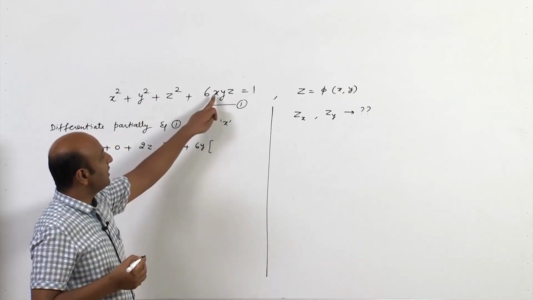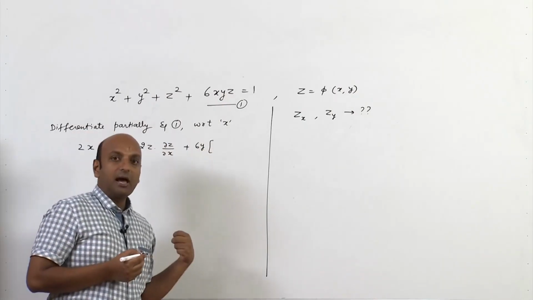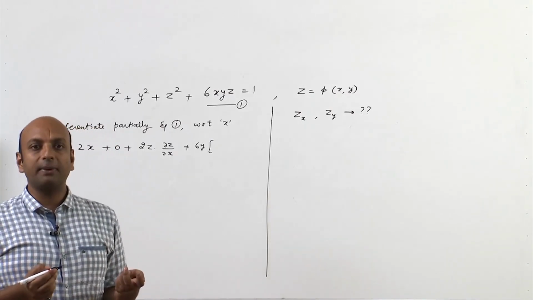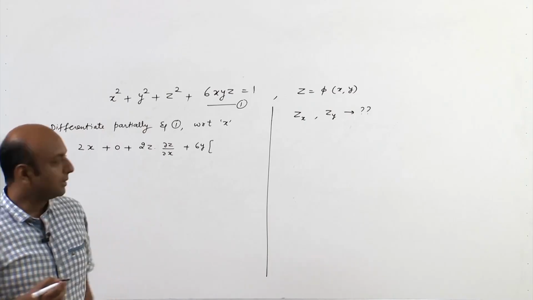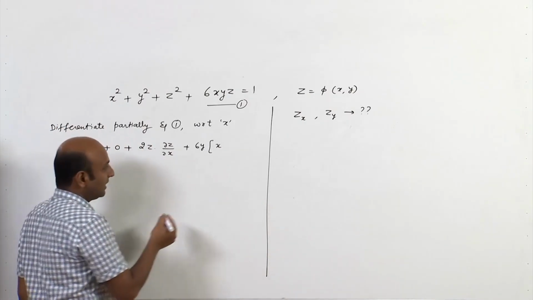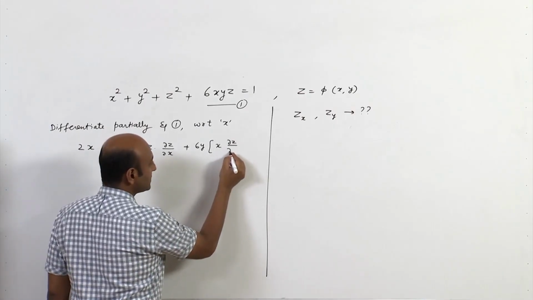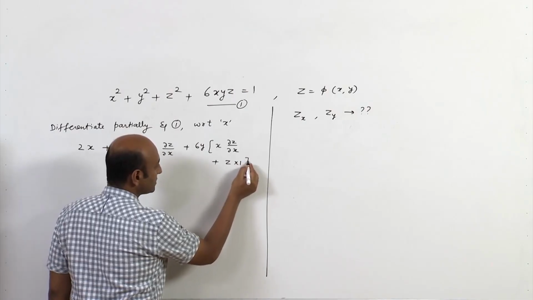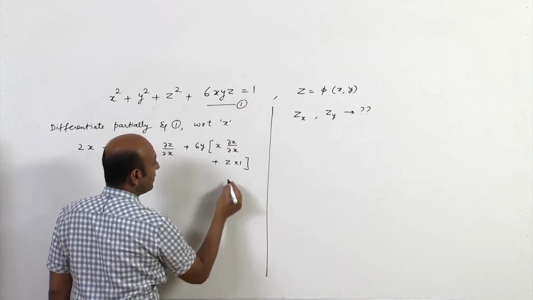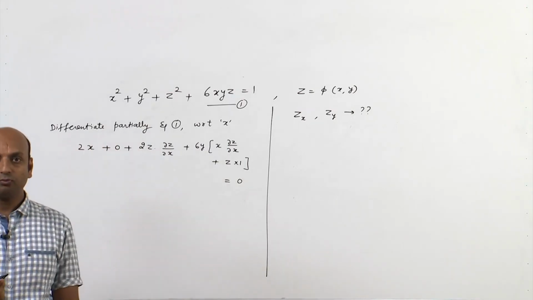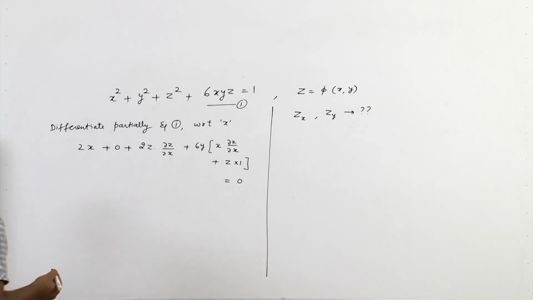Now, inside the bracket we are having x and z, and both are functions of x. So, we have to apply the product rule, that is, first as it is, derivative of second, that is del z upon del x, plus second as it is, derivative of first, and the derivative of x will be 0 with respect to x. Okay. So, what will we obtain from here?